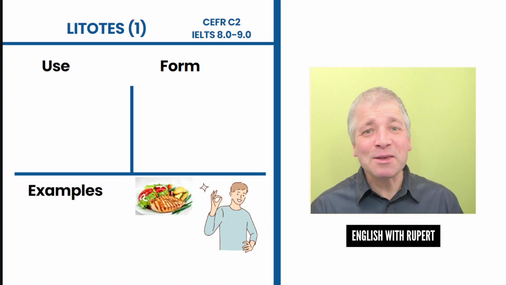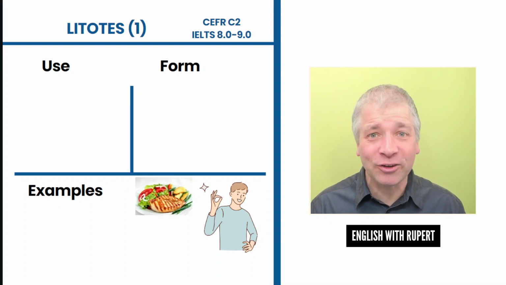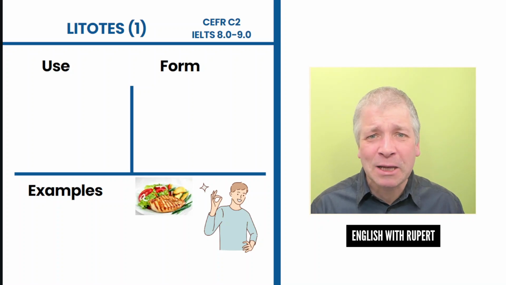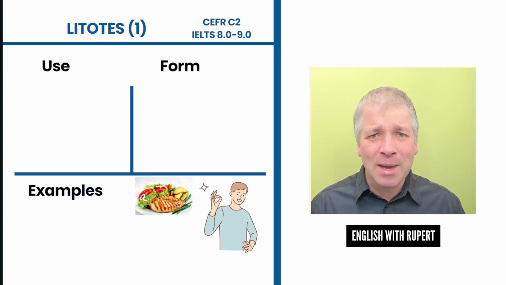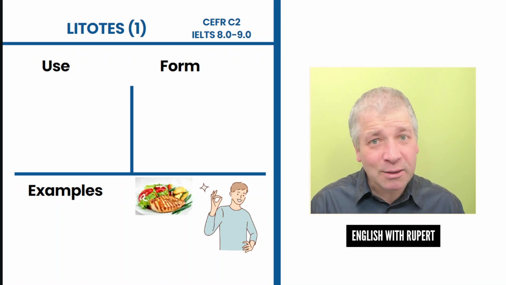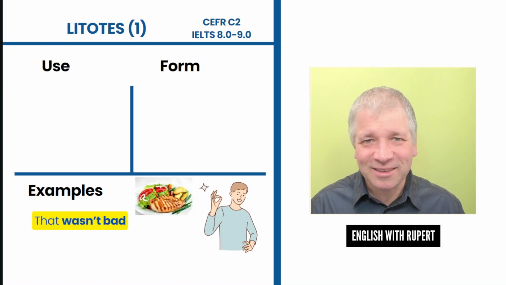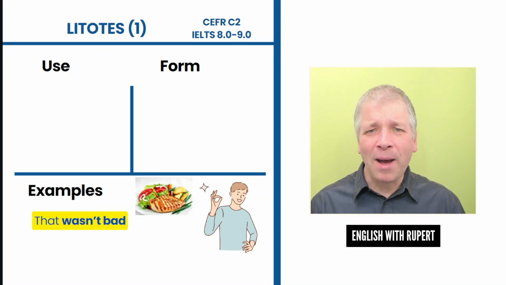A really fascinating feature of advanced English is something called LITOTES. You may not have heard it before, but native speakers of English use this all the time. Look at the pictures. You can see a meal and a man who looks happy with his meal. What does he say? He says this: "That wasn't bad." What does he mean when he says that wasn't bad?